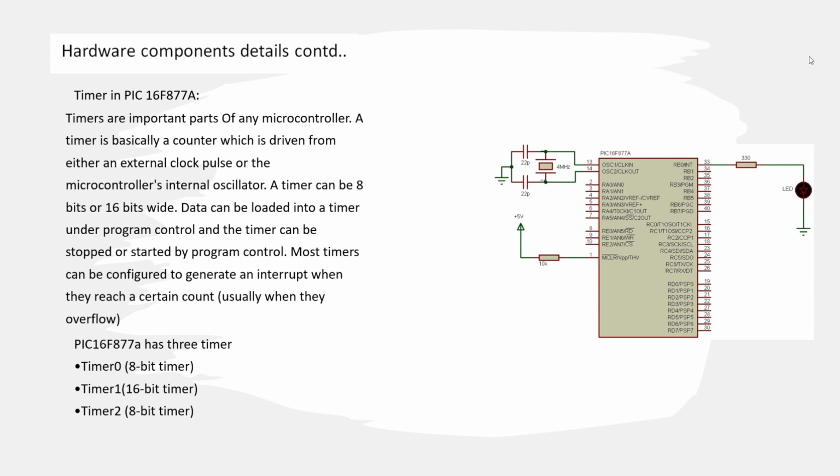Data can be loaded into the timer under program control, and the timer can be stopped and started by program control. Most timers can be configured to generate an interrupt when they reach a certain count. A timer is used because sometimes we set a timer so that after this time something has to be closed, or up to this time the motor has to rotate, like the motor used in a washing machine. So a timer is basically an important part which makes our work easy, and also saves our time.